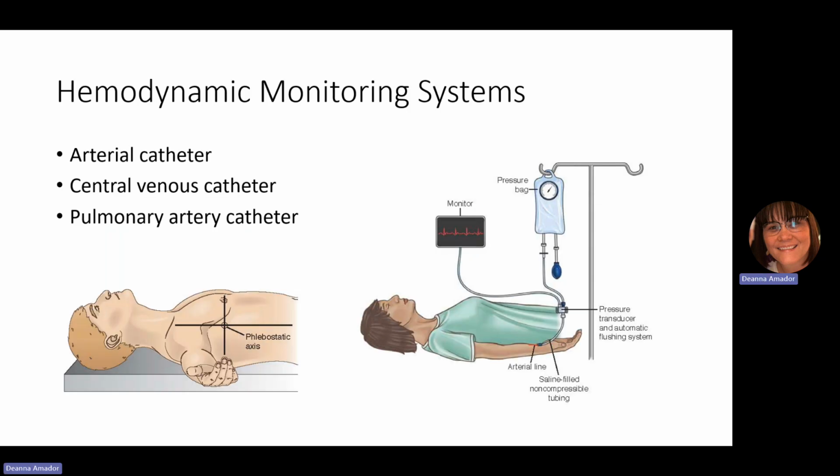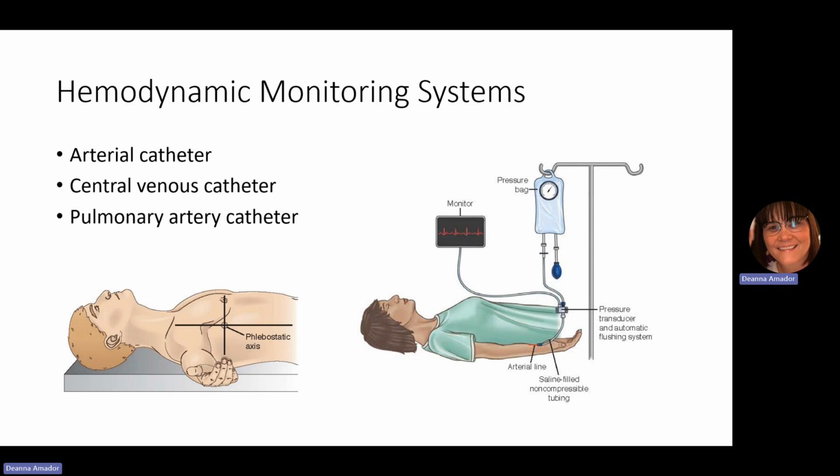This is monitoring. So here's your hemodynamic monitoring. This would be either an arterial catheter, or a central venous catheter if we were monitoring a CVP, a central venous pressure, or your pulmonary artery catheter. This picture on the left shows a phlebostatic axis. This point right here, right under the armpit at nipple level, is where everything needs to be zeroed.